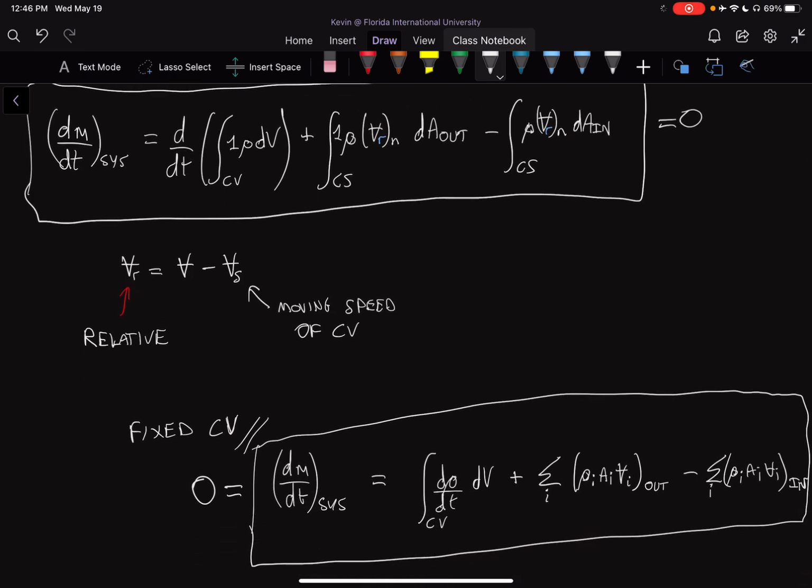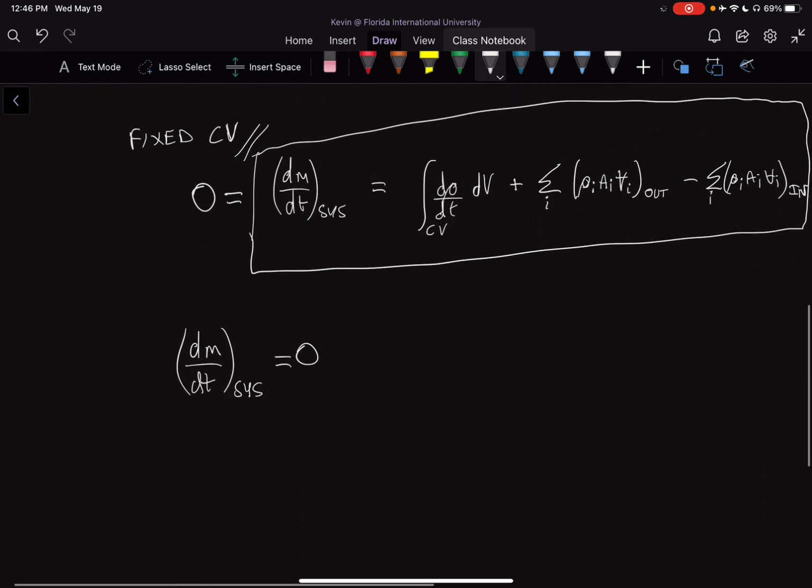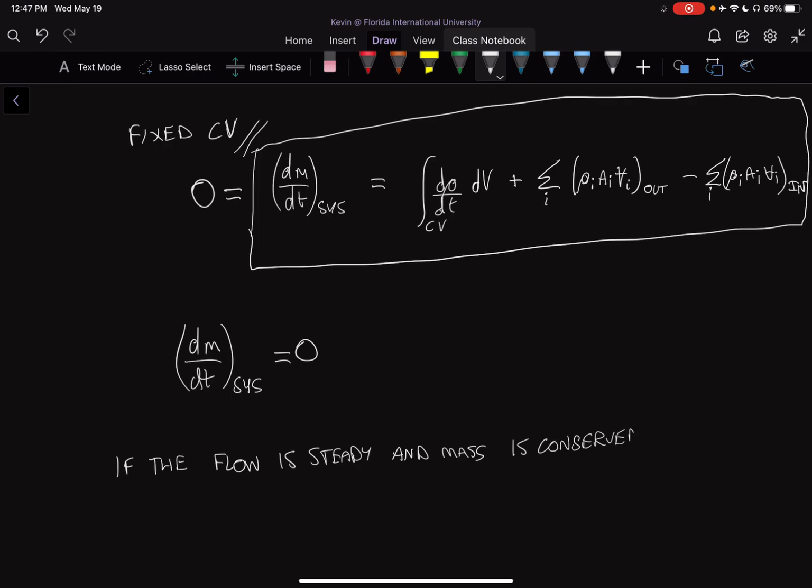So that helps us understand what's going on. Now, if the flow is steady and mass is conserved, so remember, steady flow means that the mass inside the system is always the same, okay? Or the property inside the system is always the same.